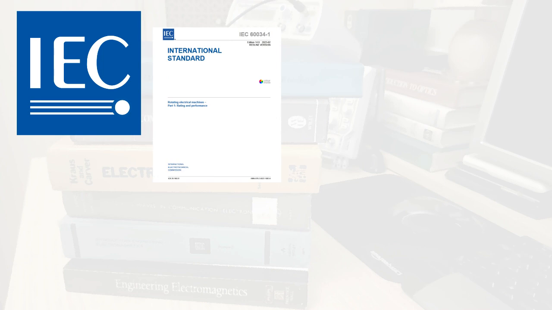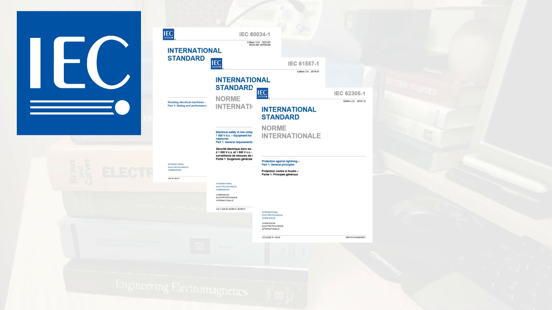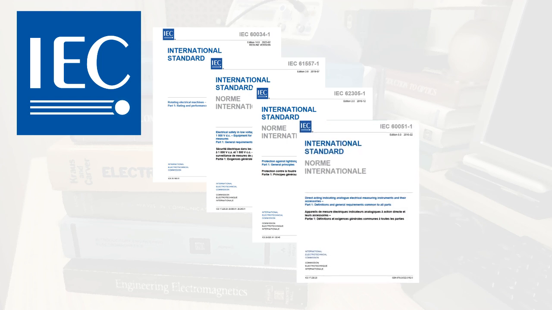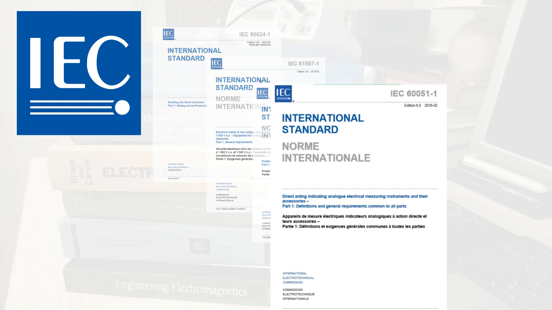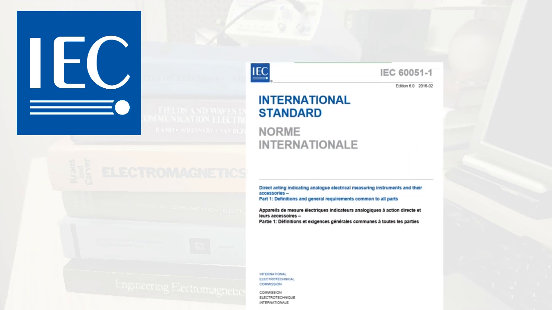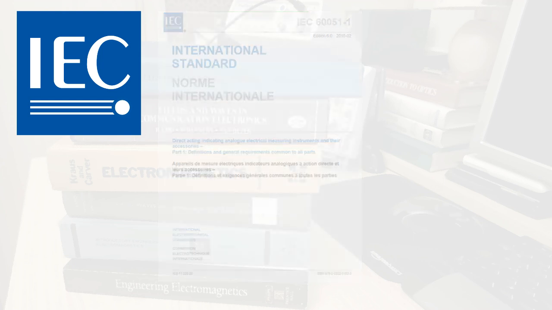634 family of standards relative to low voltage electrical installation, the IEC 61557 family of standards for electrical safety in low voltage distribution systems, the IEC 62305 standard for protection against lightning, and the IEC 651 family of standards for direct acting indicating analog electrical instruments, which include, among the others, voltmeters, ammeters, wattmeters, ohm meters, phase meters, and frequency meters. They have to know exactly what voltage is.